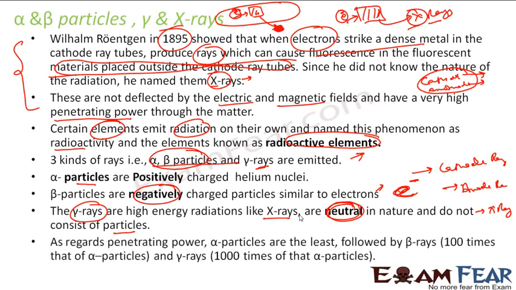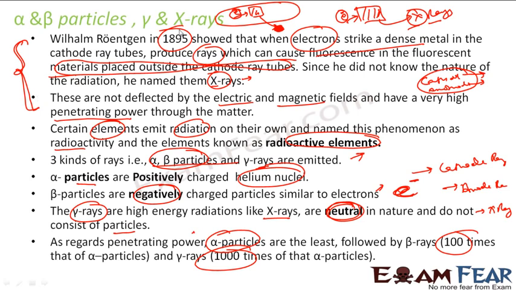If you talk about penetration power, alpha particles have the least because they have a huge mass. Beta particles are a little better, and gamma rays are the best. Gamma rays and X-rays can penetrate almost anything. So that's about alpha particles, beta particles and gamma rays. Hope you understand how gamma rays and X-rays came about.